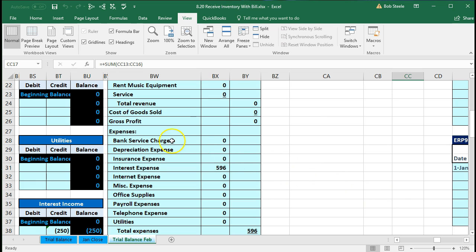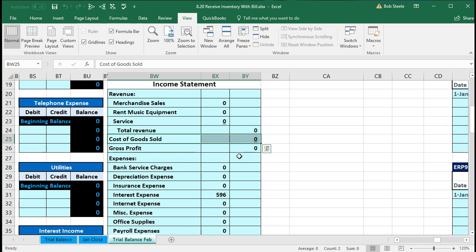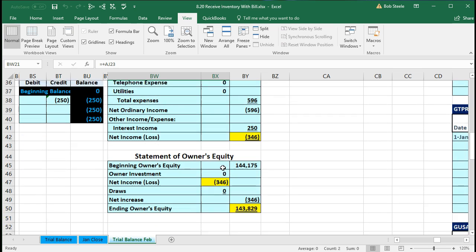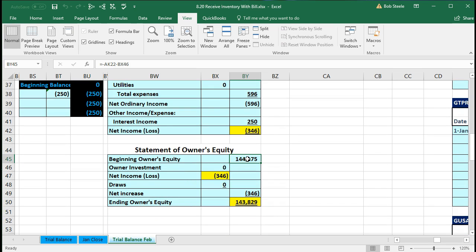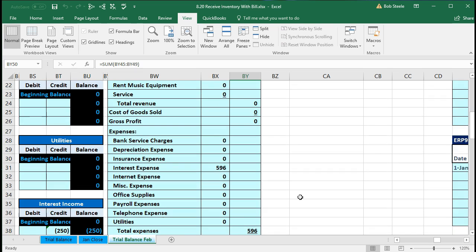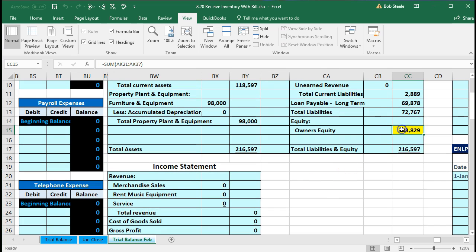When we do, it will be expensed in the form of cost of goods sold, and we will have the related revenue, of course, in the merchandise sales. We then have the statement of owner's equity, which has no change as well, that being no change on the income statement or equity. We still have the loss on the income statement of $346, part of the calculation of the ending owner's equity balance of $143,829, that amount found as well on the balance sheet.